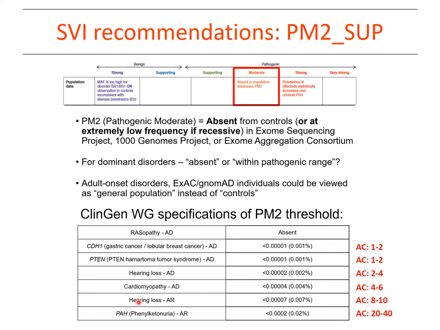And as you can see here, if you go down to the recessive disorders like hearing loss or PKU, you see that these numbers are even higher, 0.007% or 0.02%, and higher allele counts are still allowed in gnomAD. This would mean that PM2 supporting would be valid if it's in this range. Okay, so it's not absent; it's within the pathogenic range.